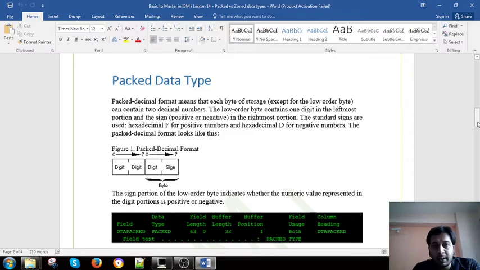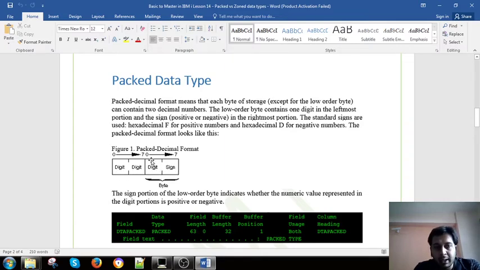A packed decimal data type means that each byte of storage, except the low order byte, can contain two decimal numbers. The low order byte contains one digit in the leftmost portion and the sign in the rightmost portion. One byte has 4 bits, so this is 4 bits and this is 4 bits. On the rightmost portion there should be a sign, positive or negative. If positive we have an F, and if negative we have a D.